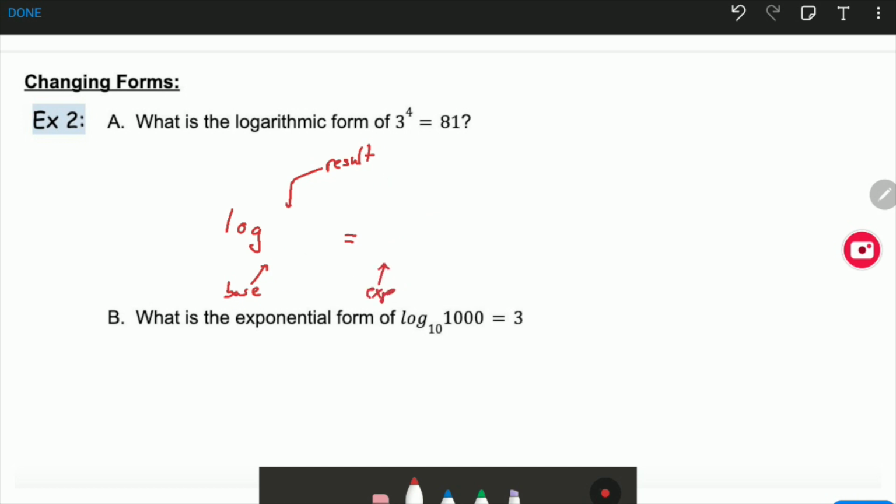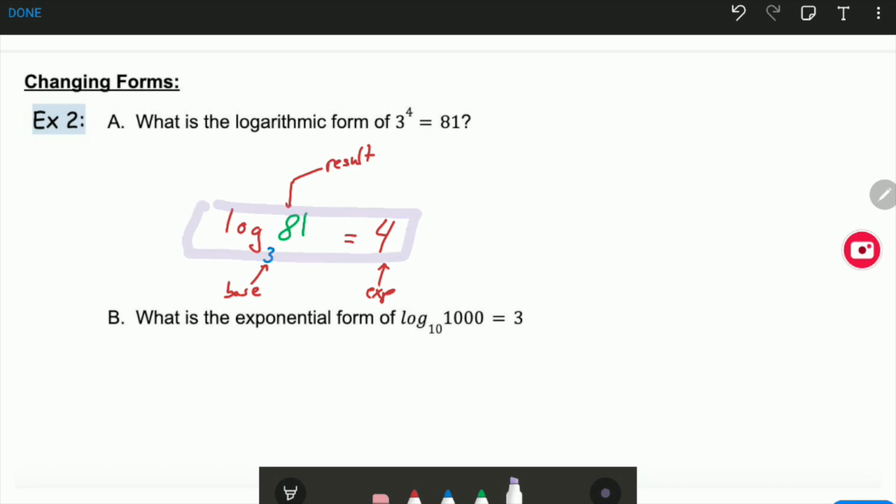So the base is the number 3, so it's our small subscript. The result, which is by itself for the exponential, is 81. And then the exponent is the result of a logarithm, and that is 4. So there we have it.